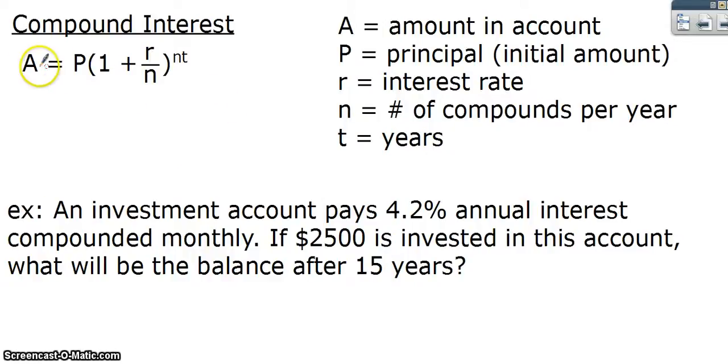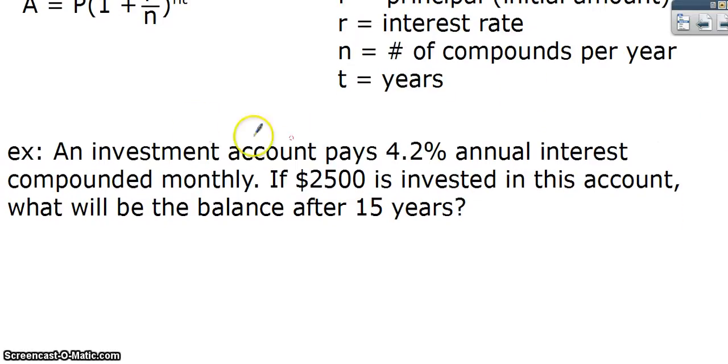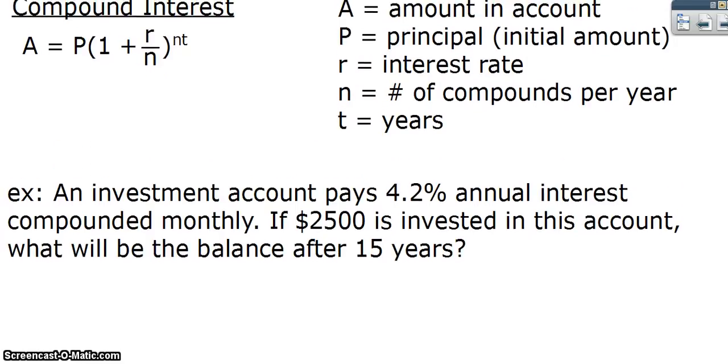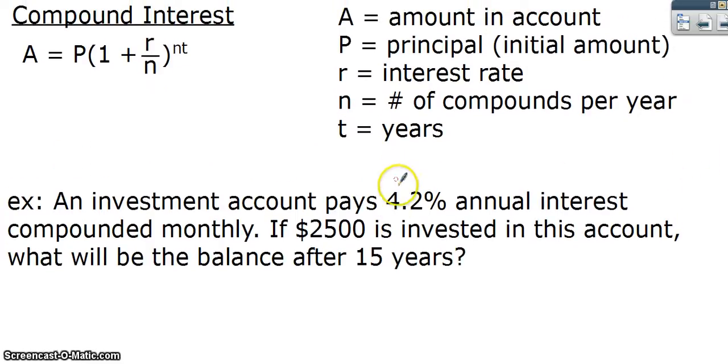So this is the equation for compound interest, kind of a complicated one. I've written what all the letters mean over here. They're going to give us basically 4 out of the 5, and we can plug them all in, and then we'll be able to figure out what the answer is to the problem. So an investment account pays 4.2% annual interest. Remember, when we deal with percents, we're going to move that decimal over, so we're going to use 0.042. That's our R.